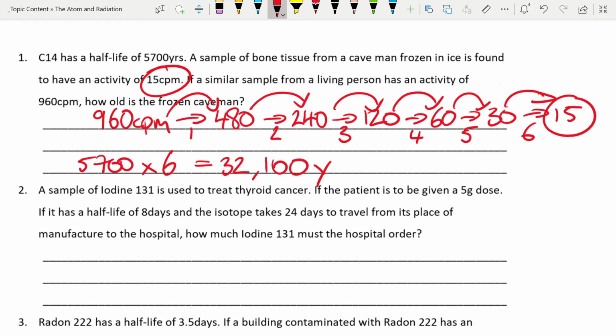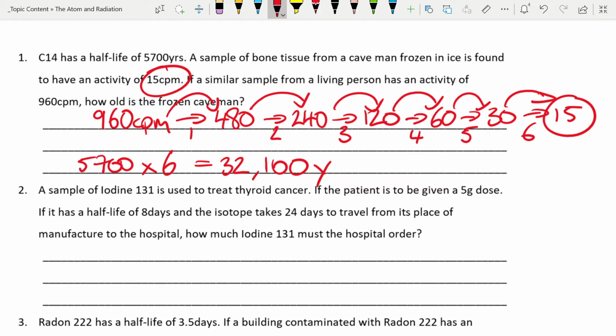Next one is a little bit different because we're working backwards. So it says a sample of iodine 131 is used to treat thyroid cancer. The patient needs a 5-gram dose. It has a half-life of 8 days. It takes the isotope 24 days to travel from where we make it to the hospital. How much iodine 131 must the hospital order? How much must leave the factory?